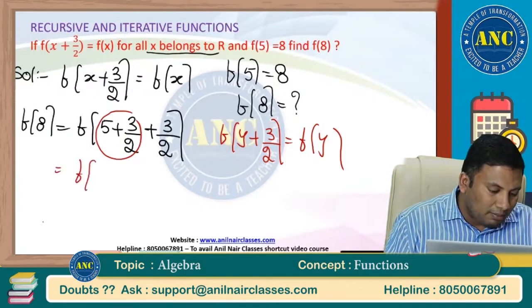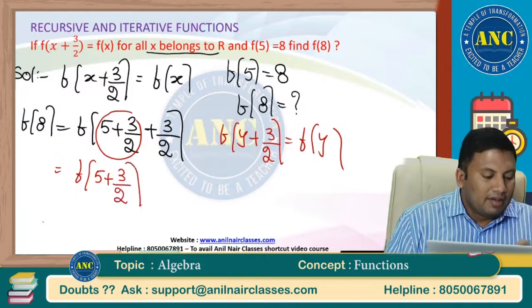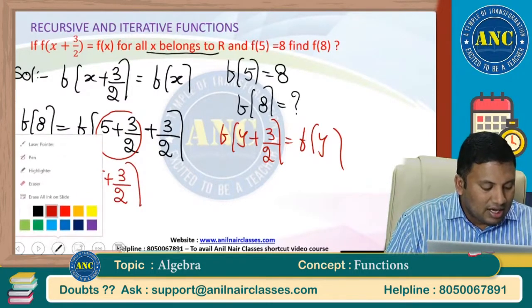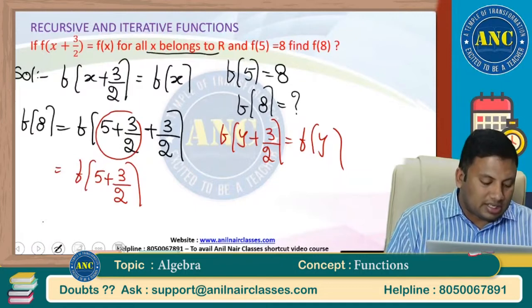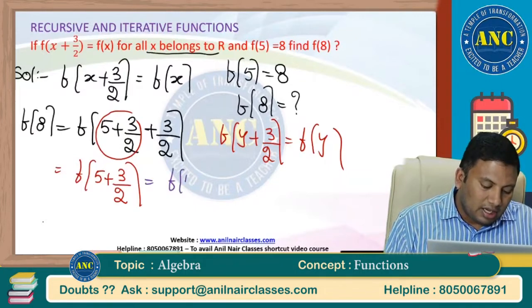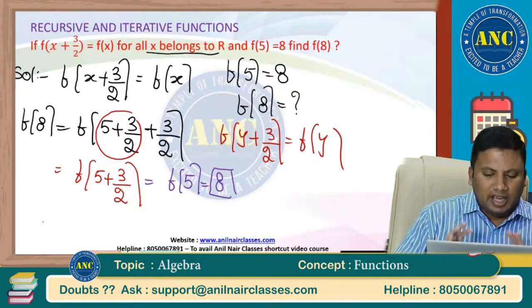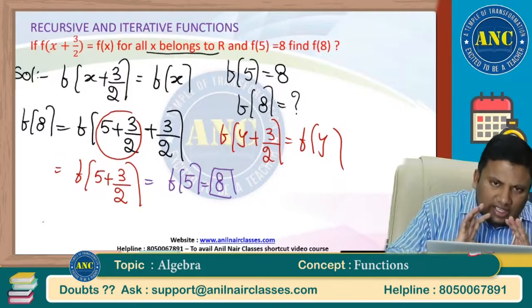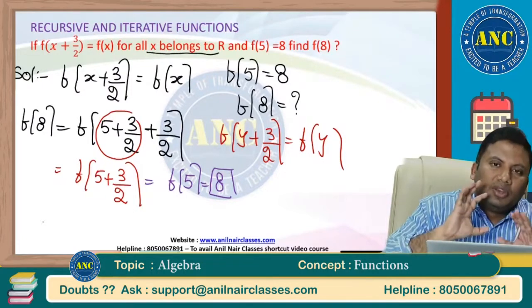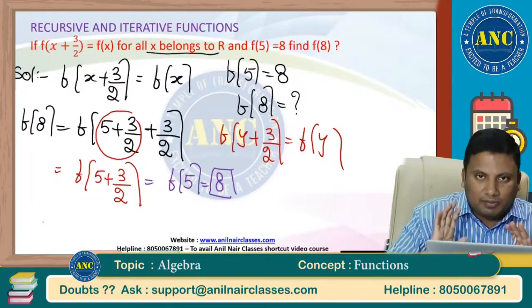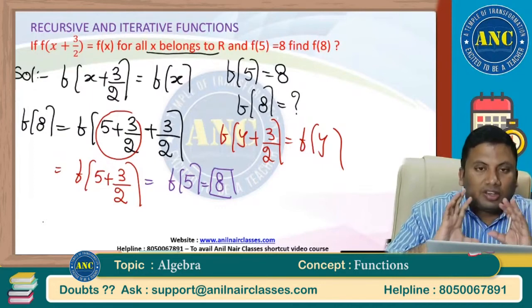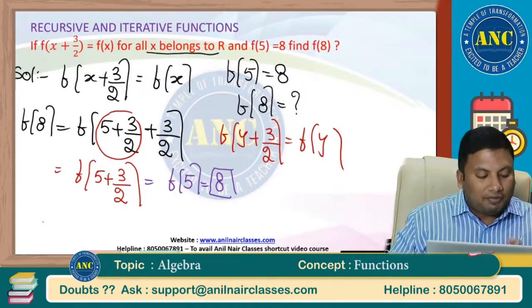This is nothing but f of 5 plus 3 by 2. Again, wherever x is there, x plus 3 by 2 will result in x. So this is nothing but f of 5. F of 5 value is nothing but 8. Very easy question. It is similar to finding the unit digit repetition after some steps. Here we have to find out that the function will get repeated after some steps.